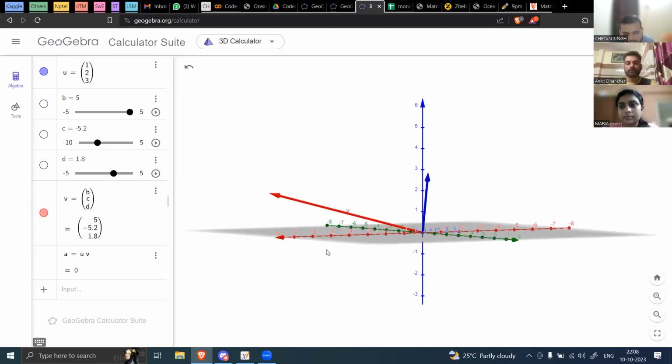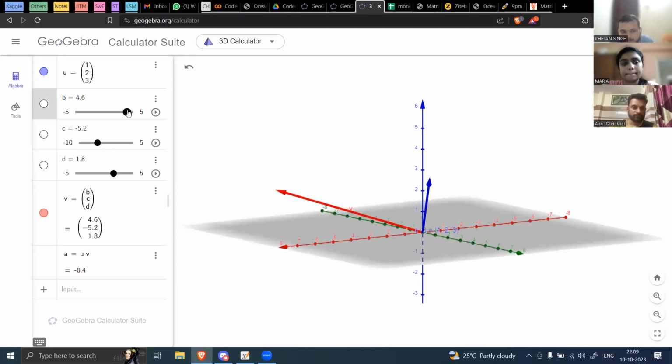Right. So can we get another point that gives us 0? We got one point earlier. Now we have another point that is 5, minus 5.2 and 1.8. Can we get another point that gives us 0?